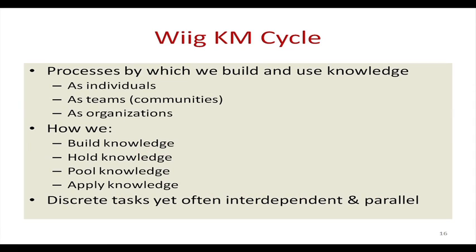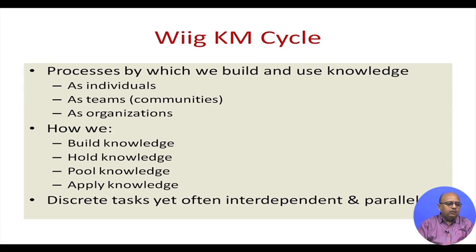Okay, so now we are going to discuss another model or cycle, which is developed by Wiig, and this Wiig model basically talks about two different issues. One, the level at which the knowledge is built and used, and the second is the process of managing knowledge in the organization. So, he talks about certain processes by which the knowledge is used and built at different levels, say for example, at the individual level, at the team level and at the organization level.